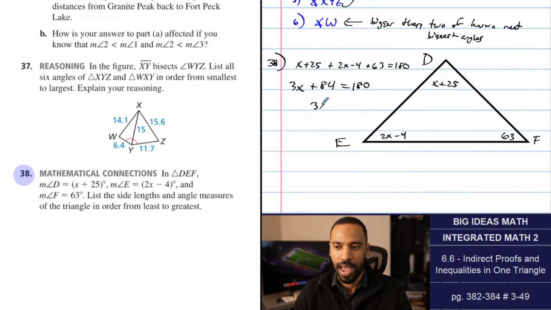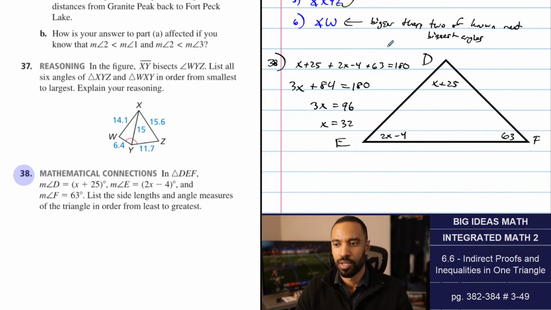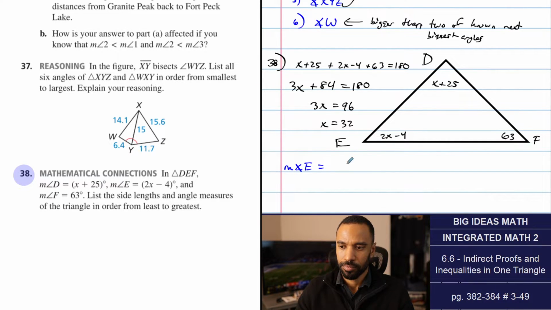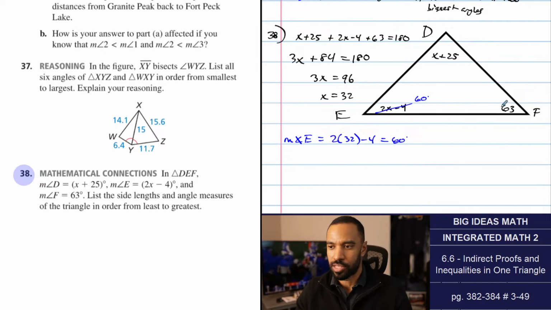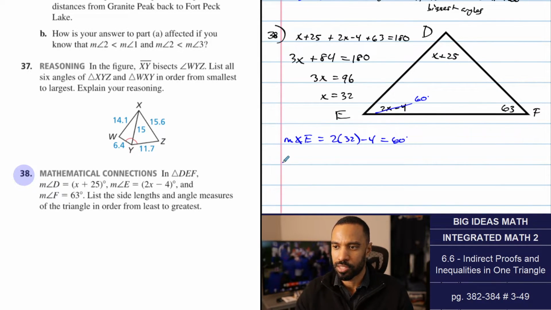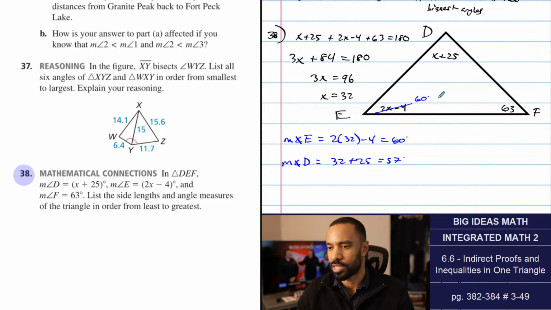And then we subtract 84 from both sides, and you get 96. Divide both sides by 3, you get 32. So measure of angle E is 2 times 32 minus 4, which is 60 degrees. And then you can do one of two things here. Either add these up and subtract from 180, or plug in this thing here. Measure of angle D is 32 plus 25, which is 57 degrees. And to compare 21, 23, yes, that would work out.